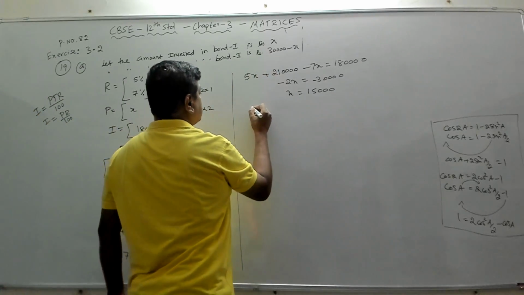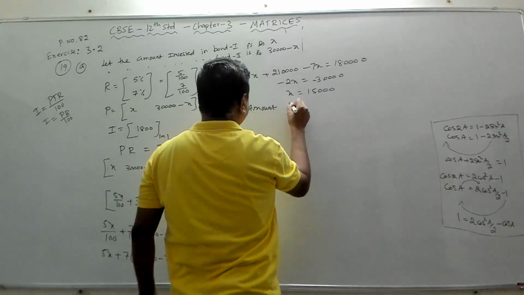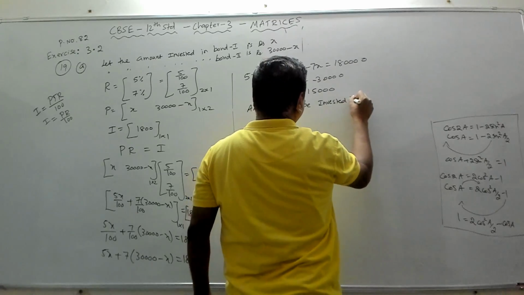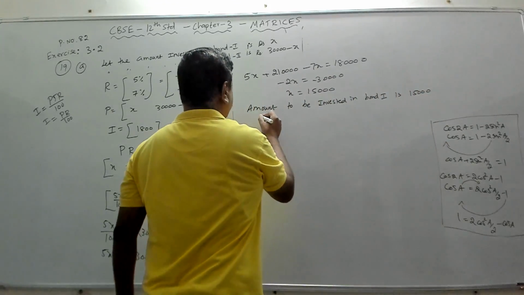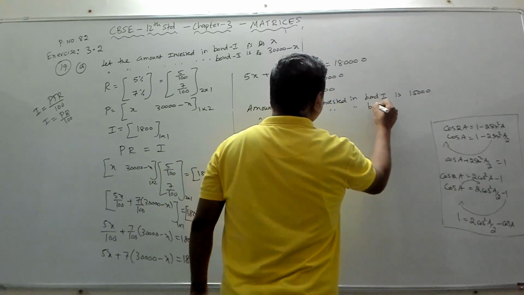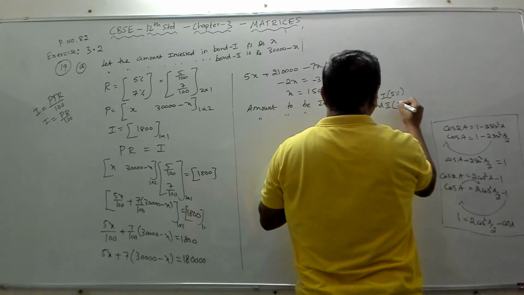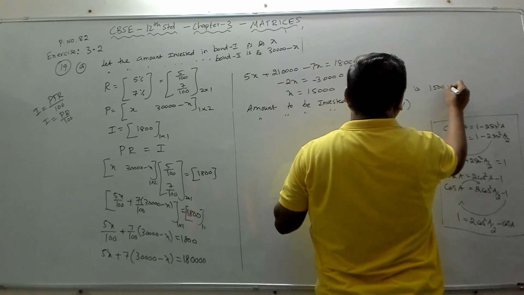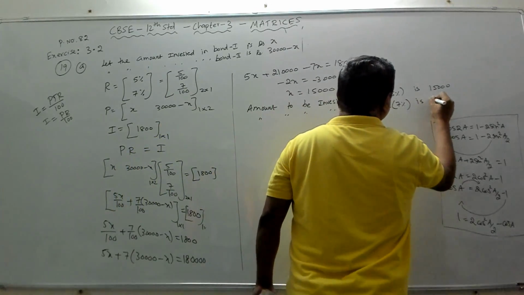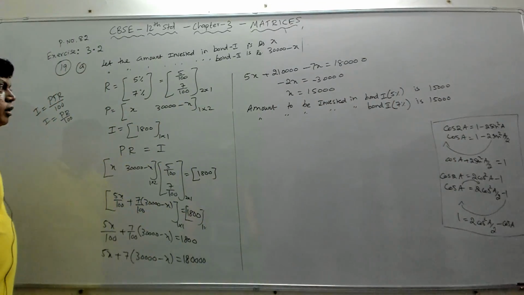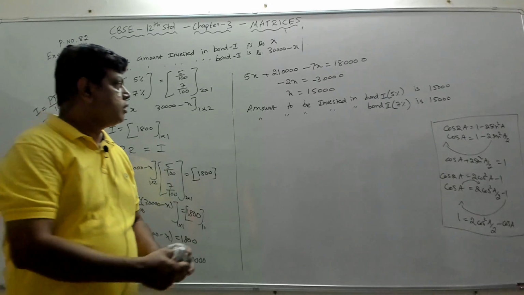So the amount to be invested in bond 1, which gives 5% interest, is 15,000, and the amount to be invested in bond 2, which gives you 7% interest, is 30,000 minus X, and X we got as 15,000, so 30,000 minus 15,000 will also be 15,000. So we have to put 15,000 in each bond, so that we get a total annual interest of 1,800. Fine. So this is how we do this.